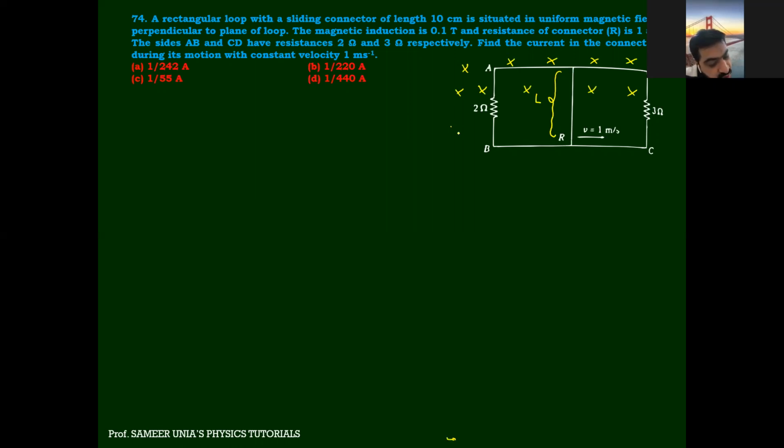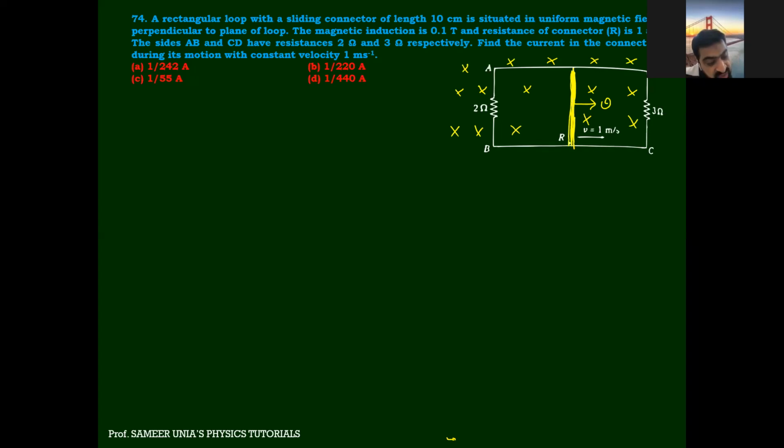Can I say the rod in the middle is cutting the lines? This rod is cutting the lines. Yes, sir. It is moving at the velocity v. Since it is cutting the lines, the resistances are 2 ohms and 3 ohms. Let's pay attention to it. Find the current in the conductor.